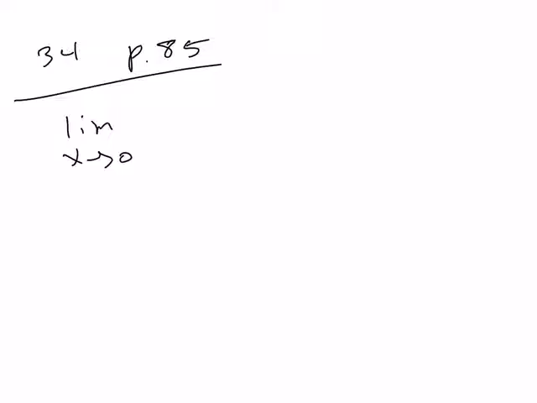Okay, this is the second video, and we are going to start at problem 34 on page 85. The book is in the description of the video. So we're looking for the limit as x approaches 0 of the square root of x to the third plus x squared, times sine pi over x.